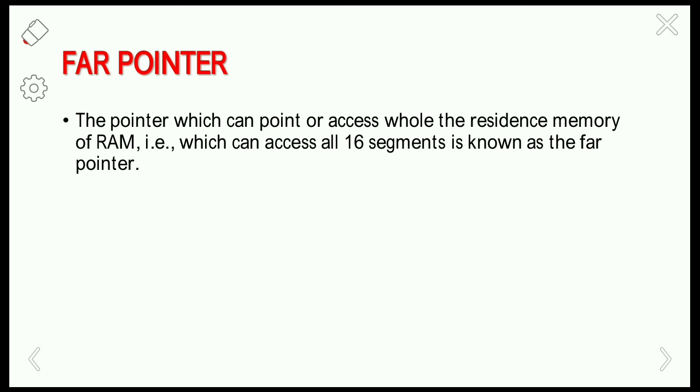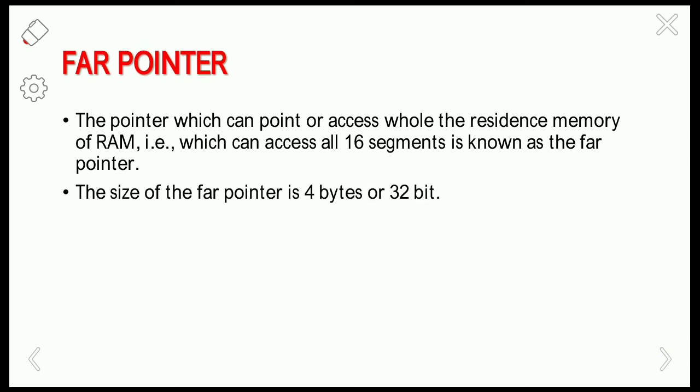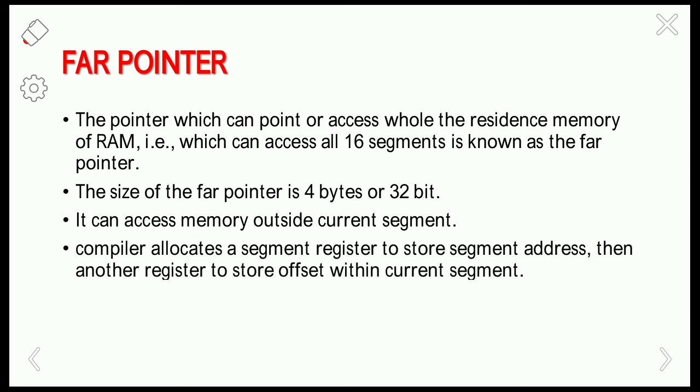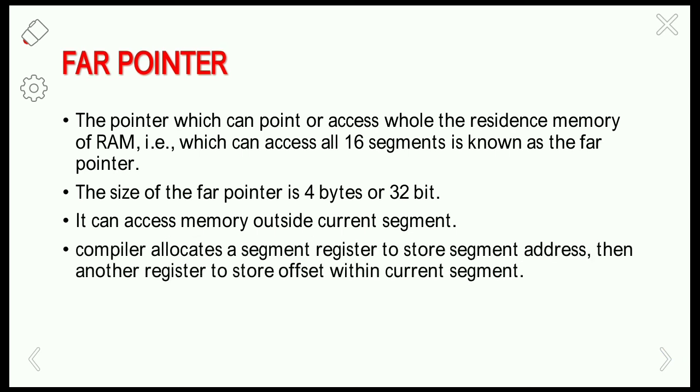That is, it can access the 16 segments, which is known as the far pointer. In the case of the near pointer, we can access data only within the segment. But using the far pointer, we can access outside of the segment also in the random access memory. The size of the far pointer is 4 bytes or 32 bits. So it can access memory outside the current segment. The compiler allocates a segment register to store the segment address, then another register to store the offset within the current segment. Okay, so here the size of the far pointer is 4 bytes, right?